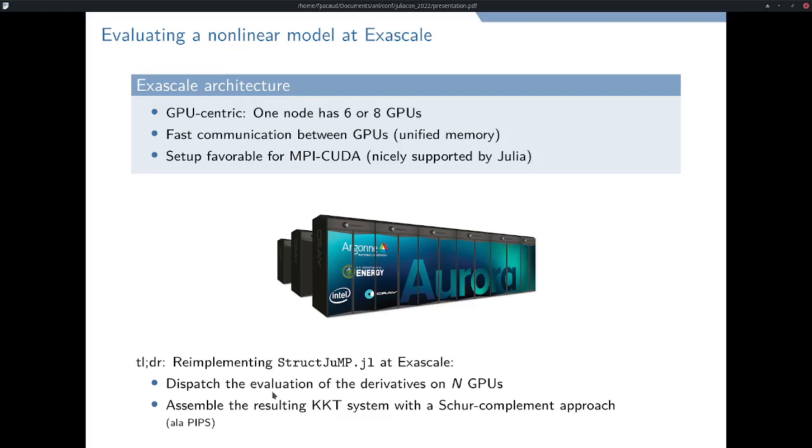That was how we devise our AD backend. In fact, it's more or less equivalent to re-implement struct_jump.gl, but at exascale. It's also important to note that in the following result we will show, we will use a custom solver to solve the resulting KKT system. We won't use MA27, because we want to solve everything in parallel.